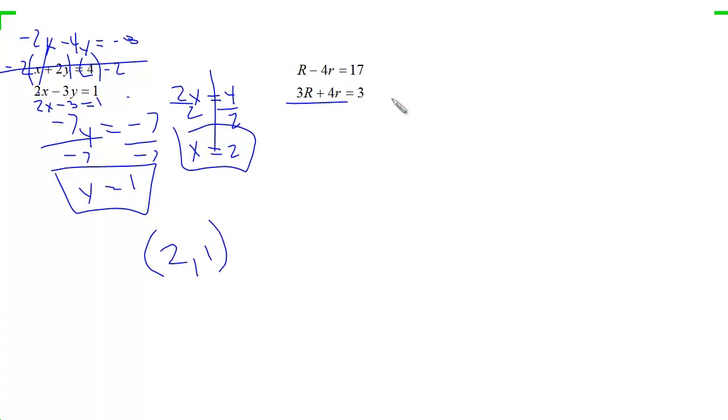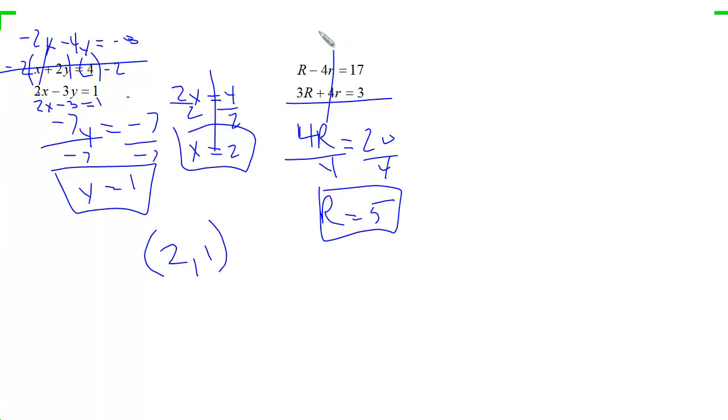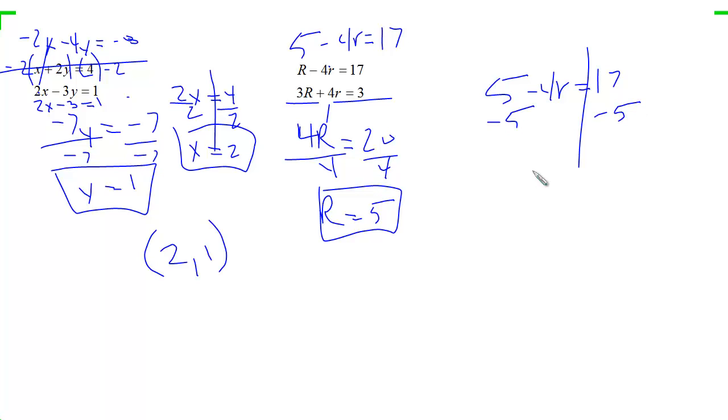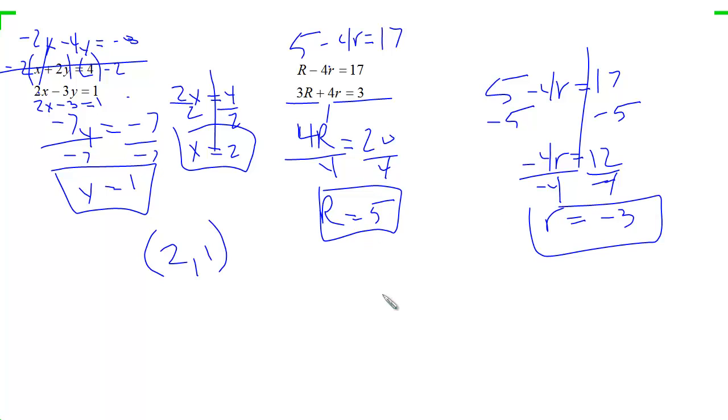And we'll do the same thing here. These ones are already set to cancel. Those cancel. 4r, 20. There's r. I'll sub back in. That's capital R, so this is 5. 5 minus 4r equals 17. Subtract 5. And little r equals negative 3.